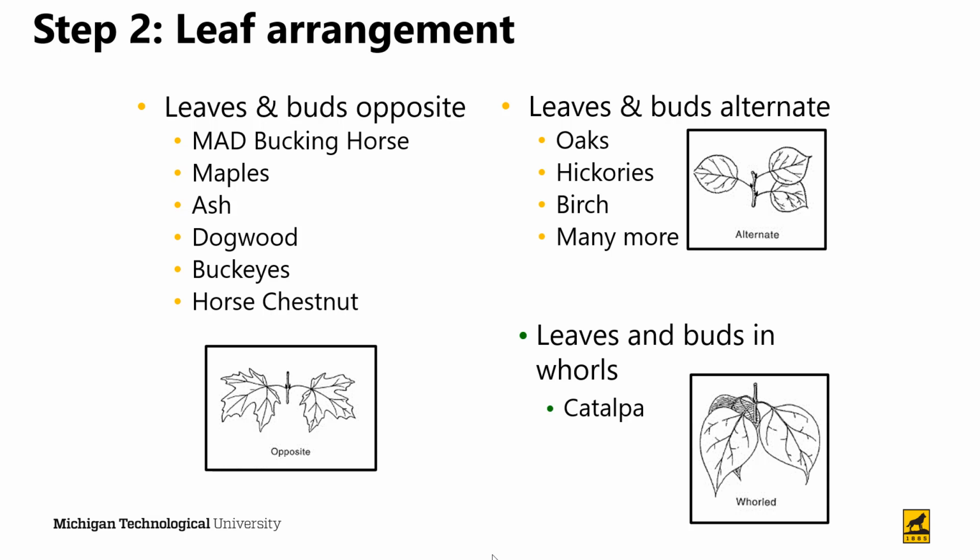The trick that many arborists use to remember which genera of trees have this opposite arrangement is "mad bucking horse." MAD, M-A-D, stands for maple, ash, and dogwood. They all have opposite leaf attachments. Bucking reminds us of the Buckeyes, and horse reminds us of their close relative, the horse chestnuts, that also have an opposite leaf arrangement.